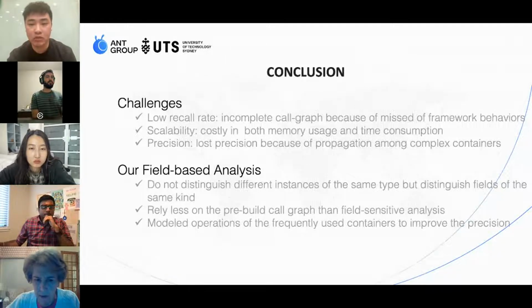We have proposed our field-based analysis approach, which doesn't distinguish different instances of the same type, but distinguishes fields of the same kind. It relies less on the pre-built choreograph than field-sensitive analysis. In our field-based analysis, we also improved the precision of the analysis by modeling the operation of the frequently used containers.